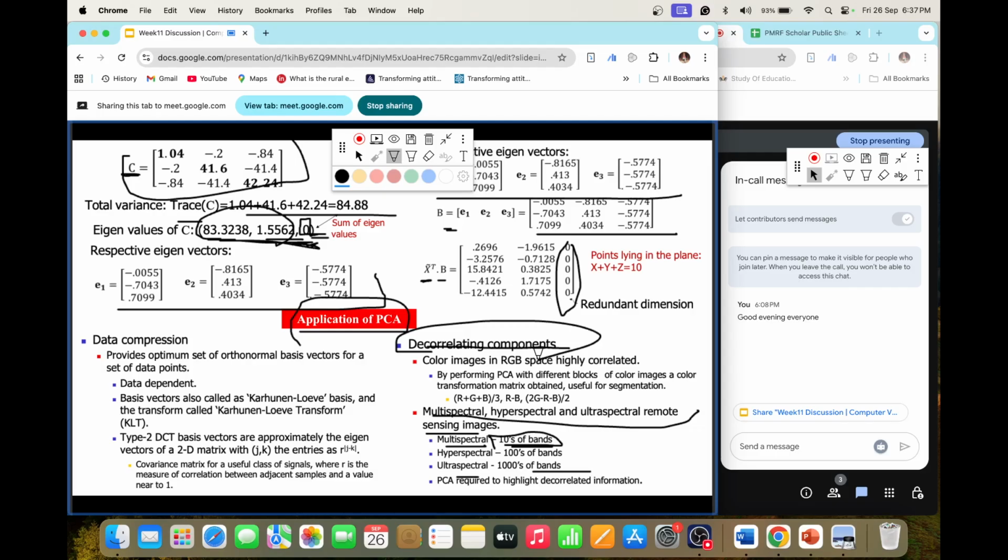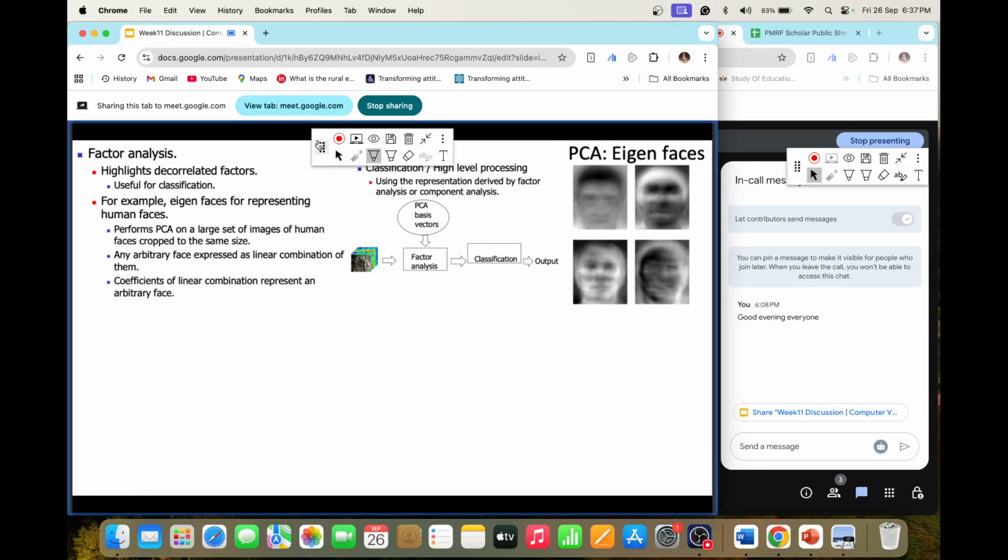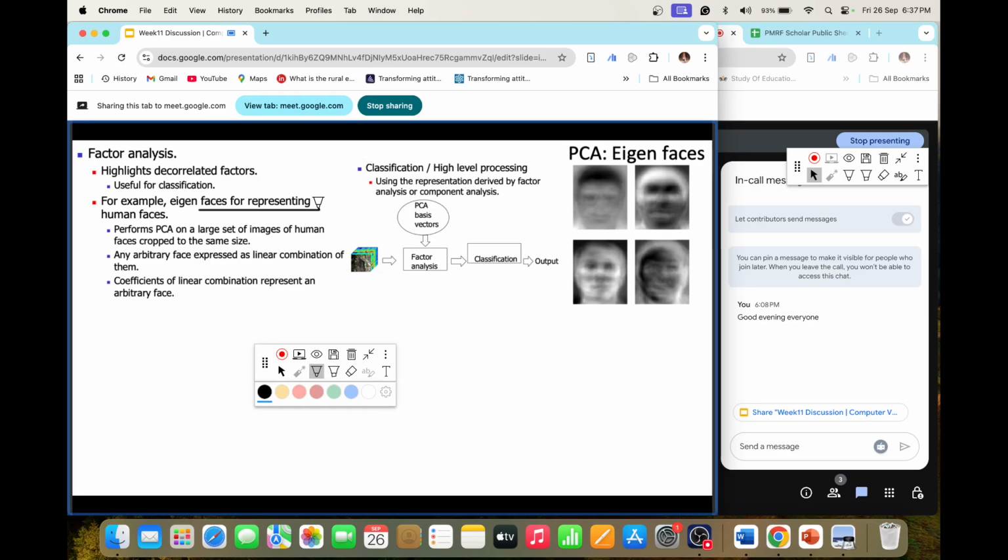Because we are projecting it into principal components that are nothing but eigenvectors, and eigenvectors are always orthogonal to each other. Okay, so this is the thing. Third is regarding factor analysis. So highly correlated factors are useful for classification. For example, eigenfaces for representing human faces.